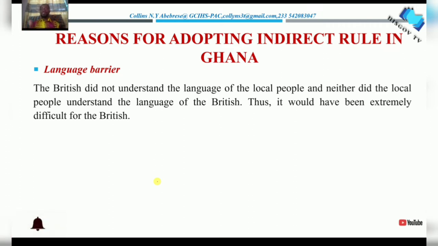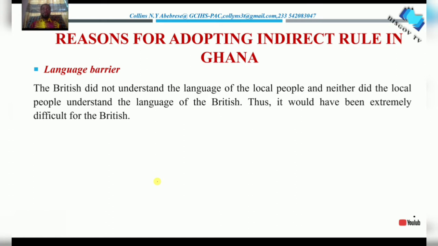And so the people could not understand English, neither could the British understand the Ga, the Yoruba, the Twi, the Akan, the Mande languages, and all of that. And so it was very, very difficult for the British to let their political influence be felt by these colonies, because communication obviously was going to be affected. And so that was the reason why they decided to adopt the indirect rule system.